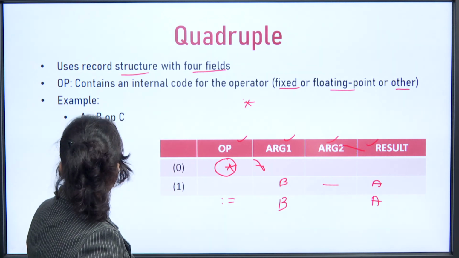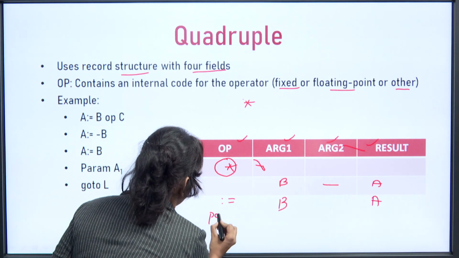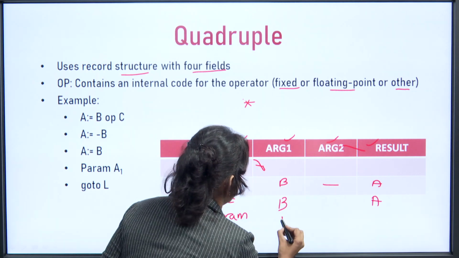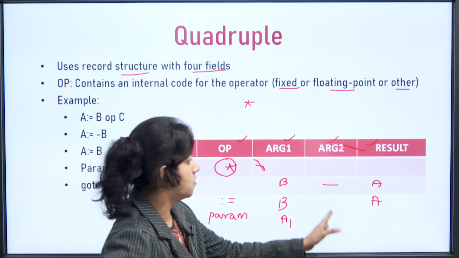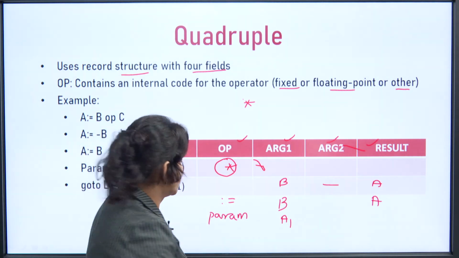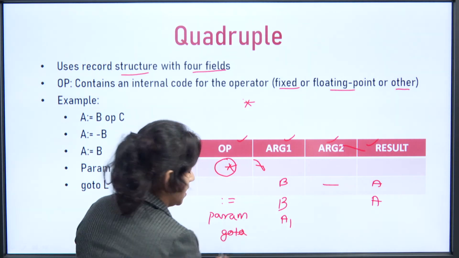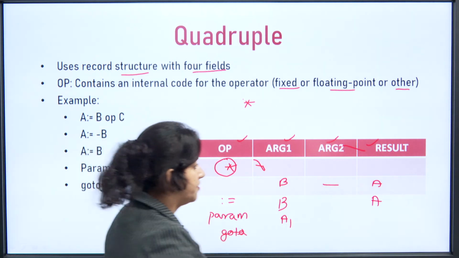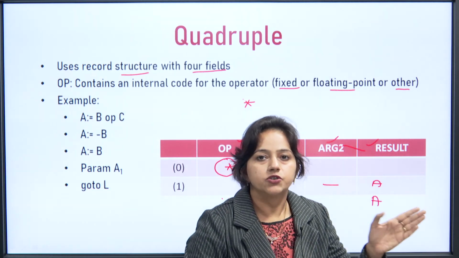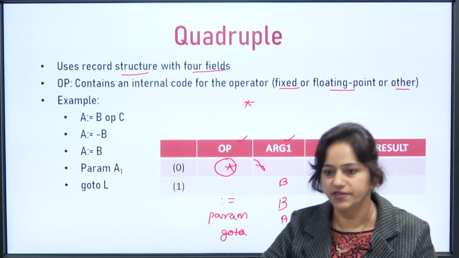Now, the next form is parameter A1. Here the operator is parameter, and the argument is A1. There is no argument 2 or result. Next, if we have a statement like goto, goto is the operator, and L will come in the result section. There will be no argument 1 or argument 2. In this way we can write the quadruple form for different types of statements.